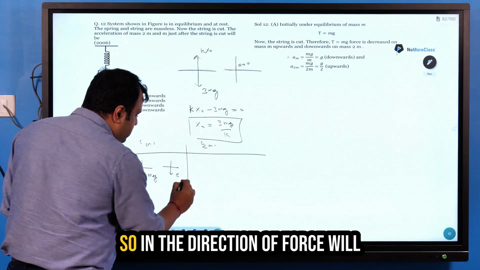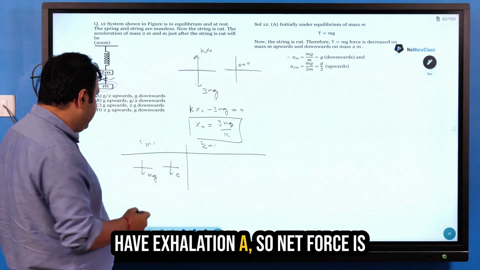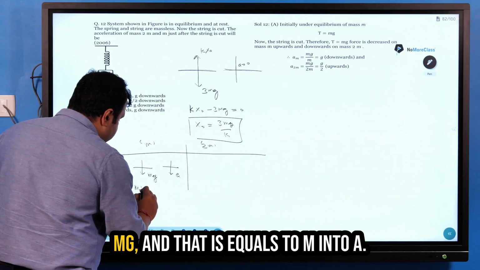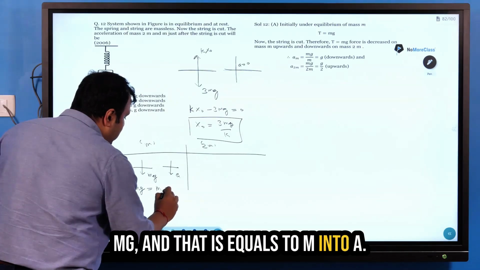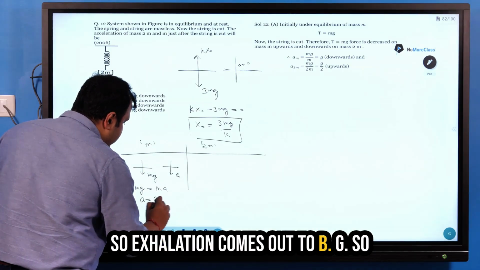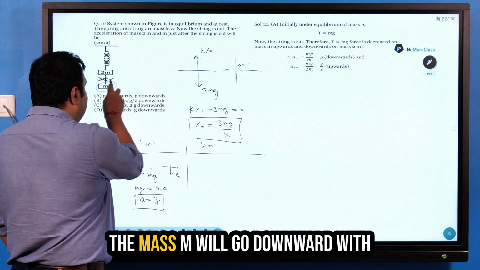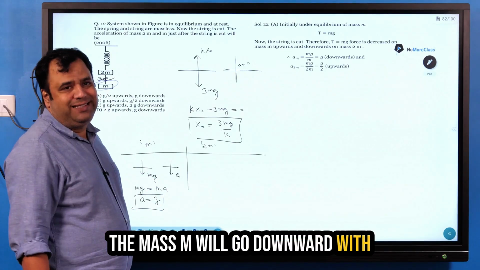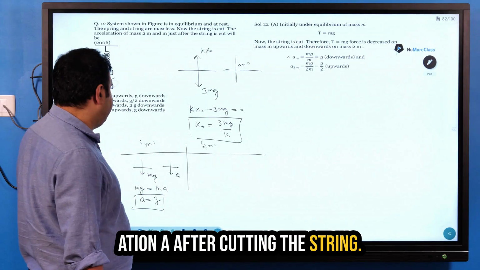Only one force, so in the direction of force it will have an acceleration a. So net force is mg, and that equals m into a. So acceleration comes out to be g. So the mass m will go downward with acceleration g after cutting the string.